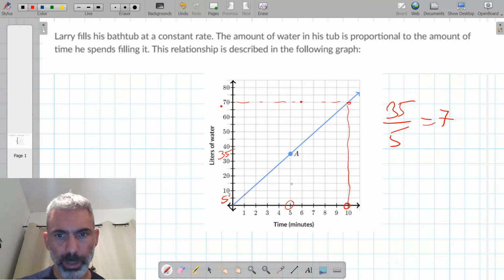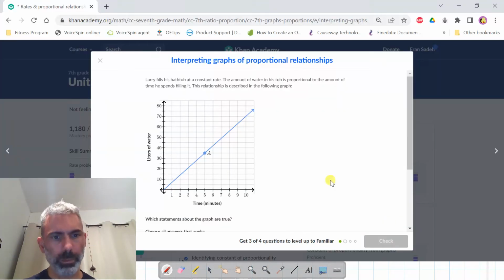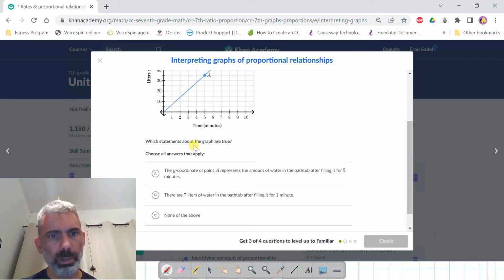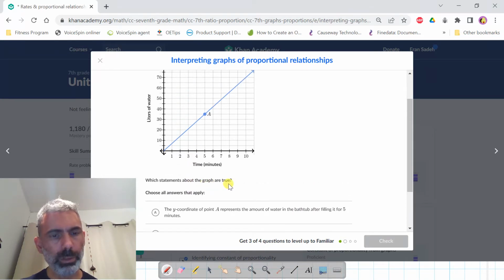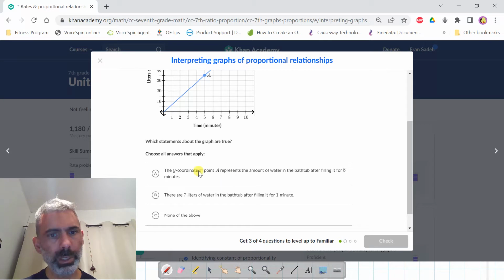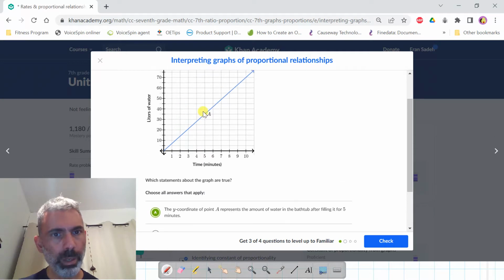So point A. Okay. Which statements about the graph are true? Choose all answers that apply. The y-coordinate of point A represents the amount of water in the bathtub after filling it for 5 minutes. That is correct. Okay, because we see here that the x is 5 minutes and the y is the number of liters, amount of water in the bathtub after filling for 5 minutes.